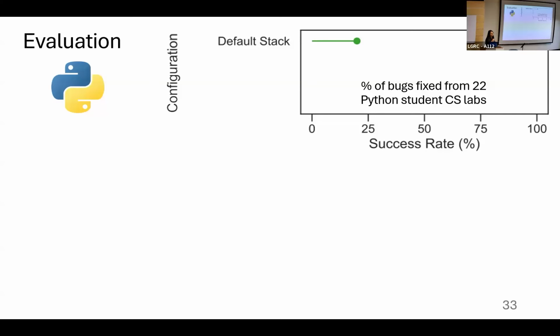These student programs were a mix of Python scripts and Jupyter notebooks, and each of them had a bug. Each of them was run through ChatDBG, and across these 22 programs, the average success rate for ChatDBG finding and fixing the bug correctly was only about 20%.